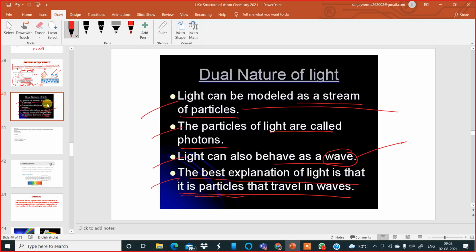Light is what? Particles that travel in waves. Light is a particle that travels in waves. Okay, so that's why light has a dual nature.